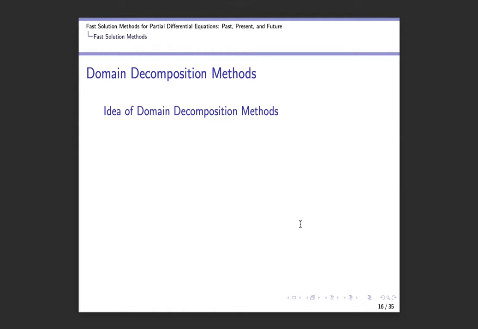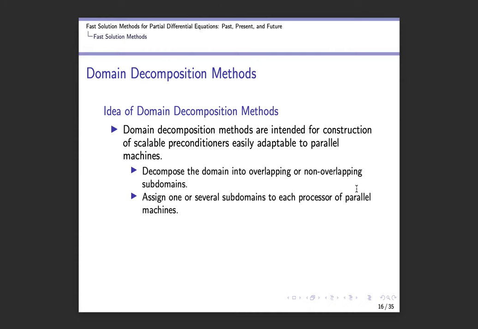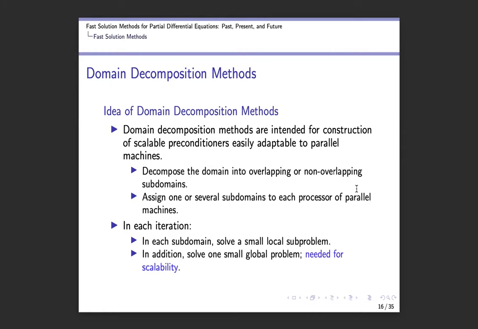And here is the basic idea of the domain decomposition method. Domain decomposition methods are intended as scalable parallel preconditioners, okay? So we focus on parallel computation. We first decompose the domain into overlapping or non-overlapping subdomains. For overlapping subdomains, we use overlapping Schwarz methods, and for non-overlapping subdomains, we use iterative substructuring methods. And we assign one or several subdomains to each processor of a parallel machine. And in each iteration, we solve the problems independently. Also, we solve one global problem.